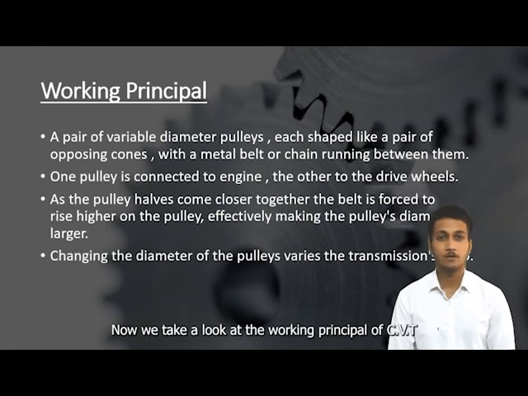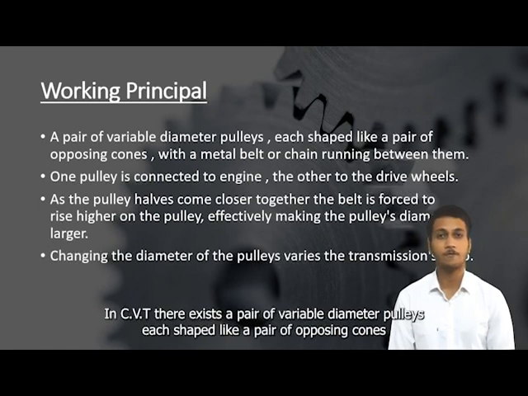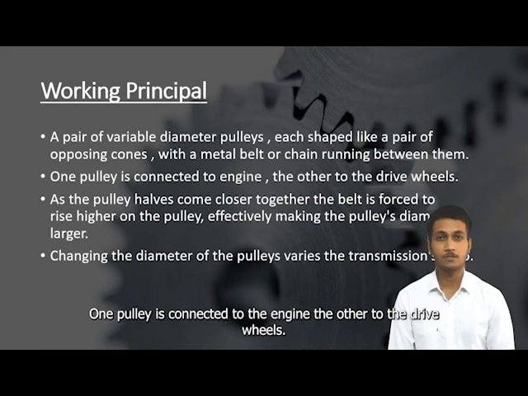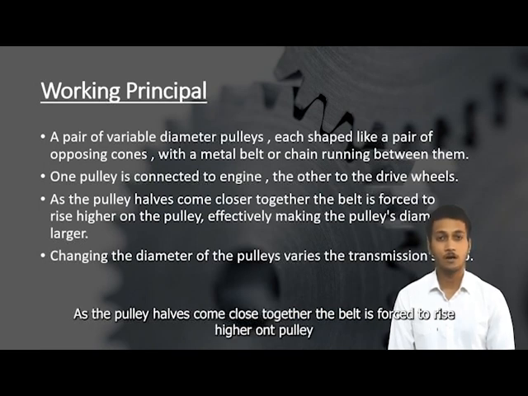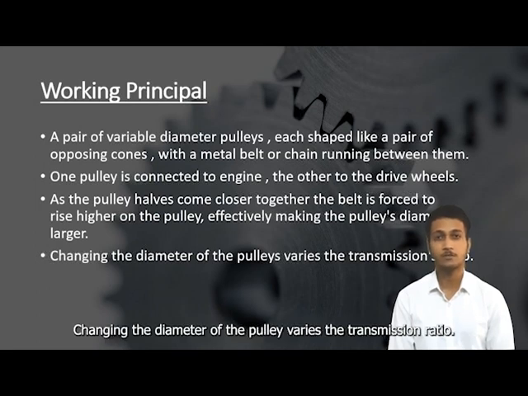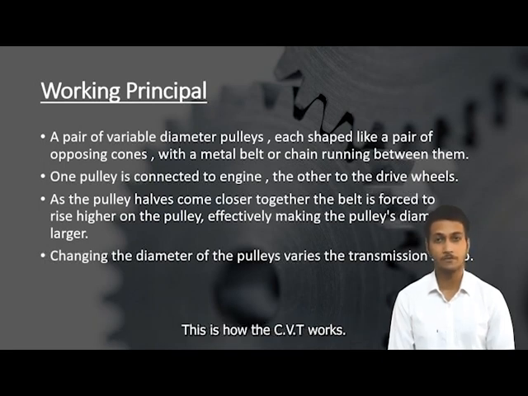Now we take a look at the working principle of the CVT. In CVT, there exists a pair of variable diameter pulleys, each shaped like a pair of opposing cones, with a metal belt or chain running between them. One pulley is connected to the engine, the other to the drive wheels. As the pulley's halves come close together, the belt is forced to rise higher on the pulley, effectively making the pulley's diameter larger. Changing the diameter of the pulleys varies the transmission's ratio. This is how a CVT works.